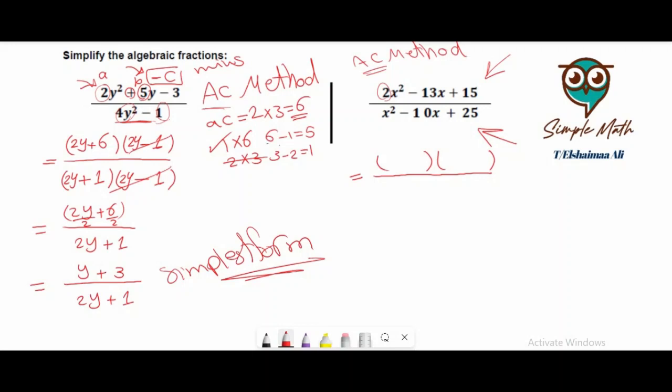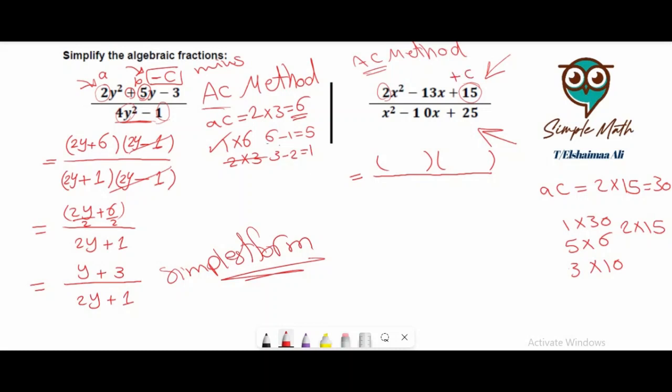As we said before, for the expression up in the numerator, AC is equal to what? It's 2 times 15, and of course that gives me 30. We also can get the factors of 30. It's 1 times 30, and also we can write 5 times 6, 2 times 15, and 3 times 10.